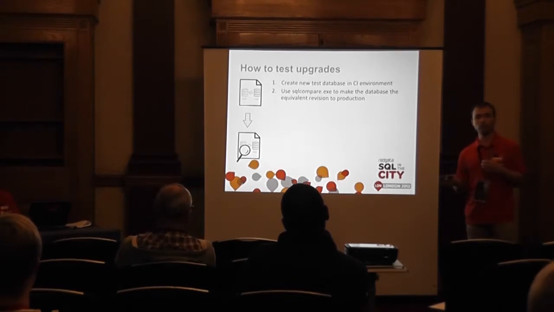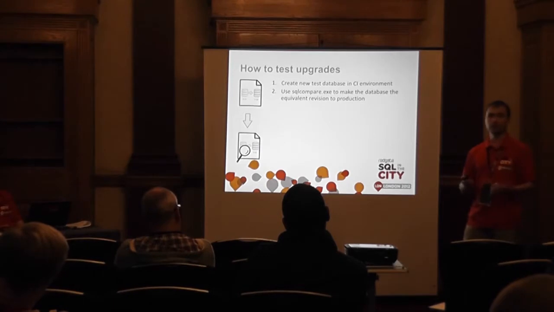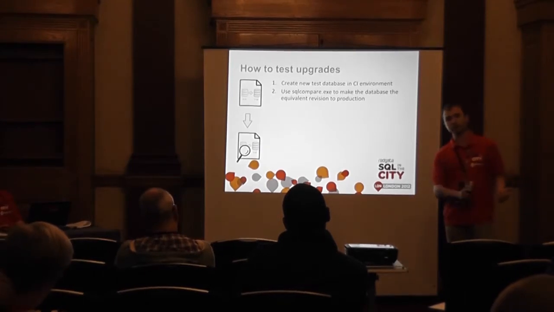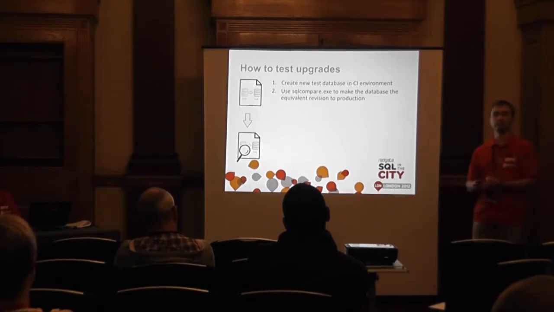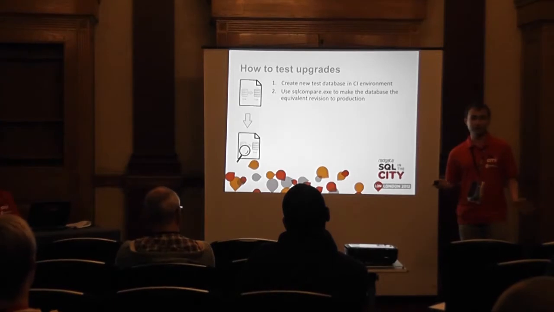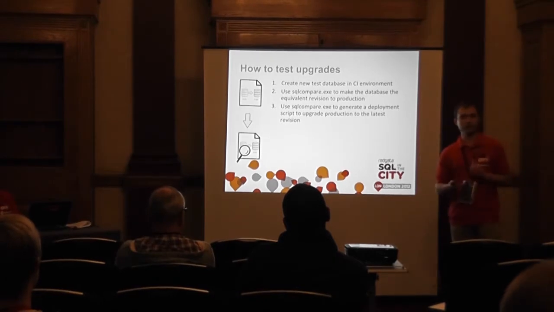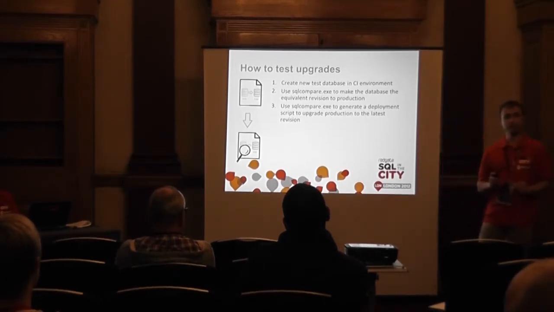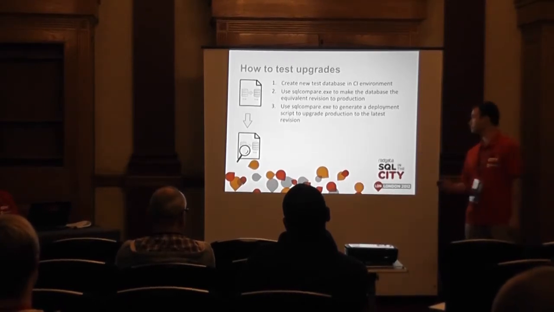We know the revision of the production database we last deployed. And therefore we can apply that revision from source control to that database. So it becomes a database that is like production. Obviously it's not equivalent to production because it doesn't have your data in it, but it's of the same schema revision. Then we use SQL Compare again to generate the upgrade script that will take this production-like database to the latest in source control.